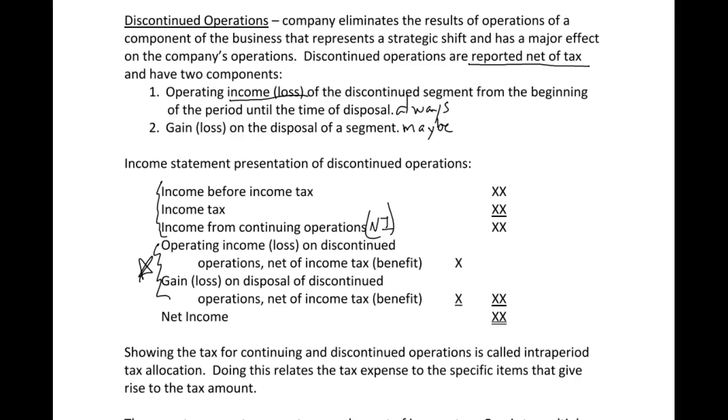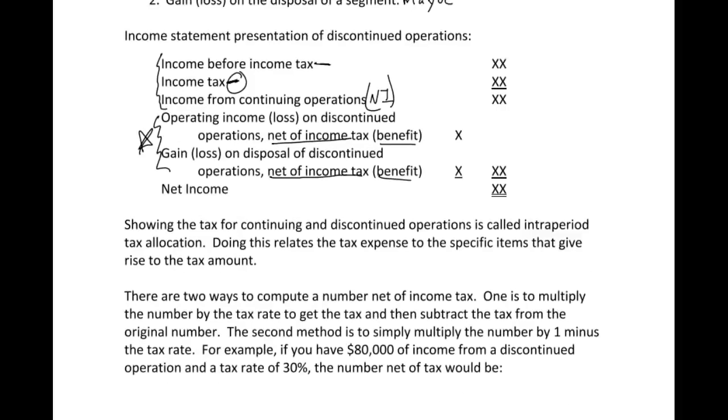All right, so you can see here it says showing the tax for continuing and discontinued operations is called intra-period tax allocation. Doing this relates tax expense to the specific items that give rise to the tax amount. So notice up here, this income tax number up here is based off this number right here. Okay, which does not include our discontinued operations. So this income tax right here is on the continuing portion, and then we show these two numbers down here, net of their tax effect. All right, notice I put here benefit. All right, so if it was a loss, remember loss is lower income, so we pay less taxes, so it'd be a tax benefit. All right, so let's talk about this net of tax real quick.